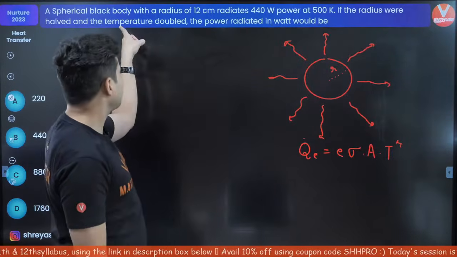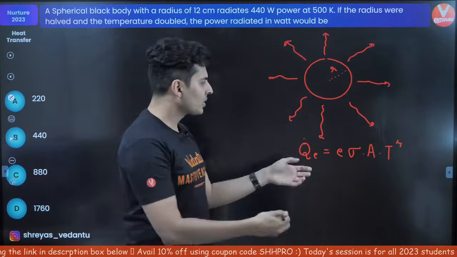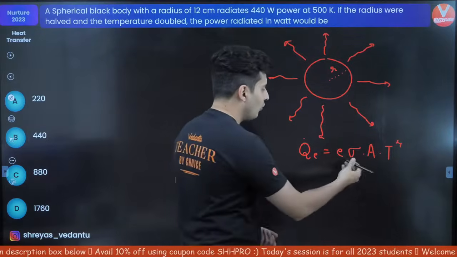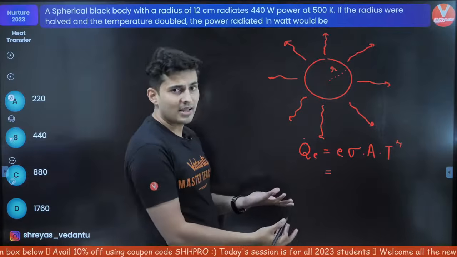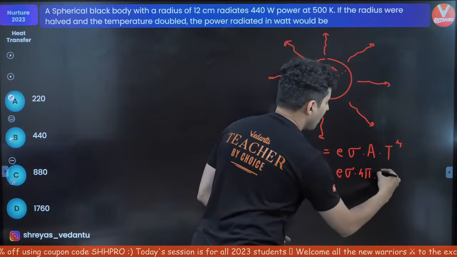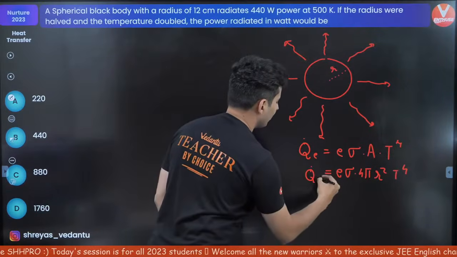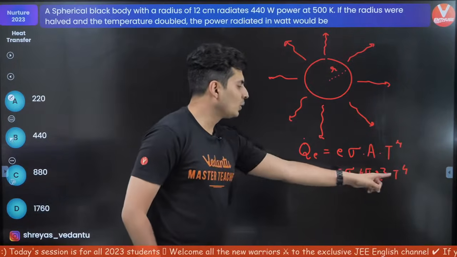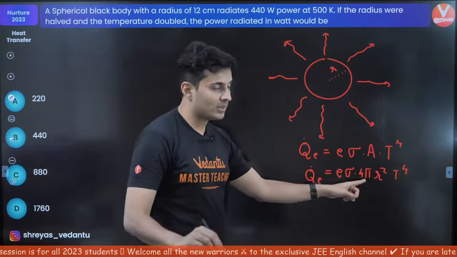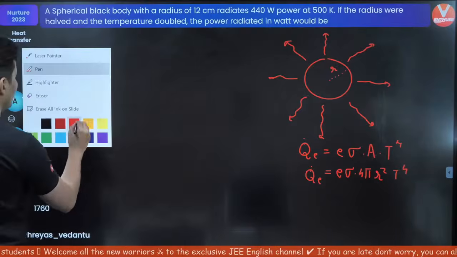But since the radius is changed, what will happen? The area of the sphere will change. So instead of putting area, I'll put 4 pi r square, which is the surface area of the sphere. So E sigma into 4 pi r square T raised to 4. Now, if you notice, E, sigma, 4 pi are constants, only r is different. That's it. So just divide the two.